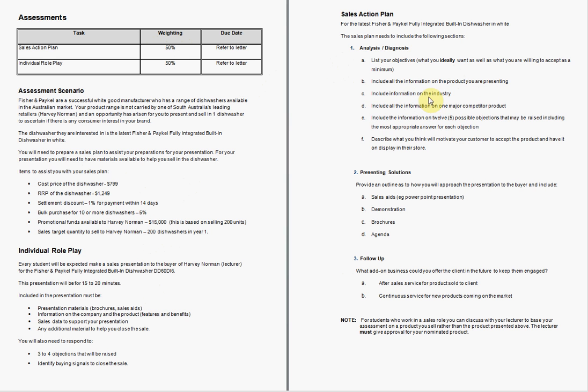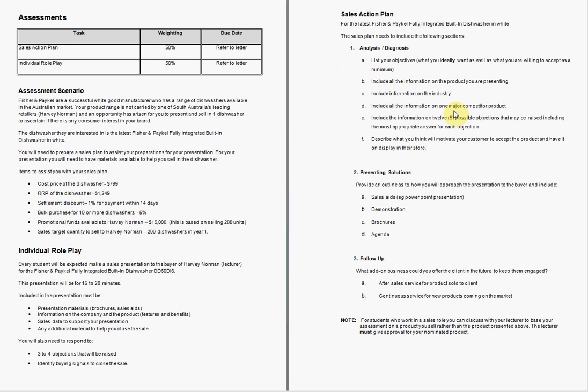You do need to include industry information. I have provided that in the market share information in the workbook. There is information on the industry, so how big Harvey Norman is relative to the other stores in the area. You do need to present it either as a pie chart or a bar chart, and highlight the key points there. You do need to also include information on one major competitor product.